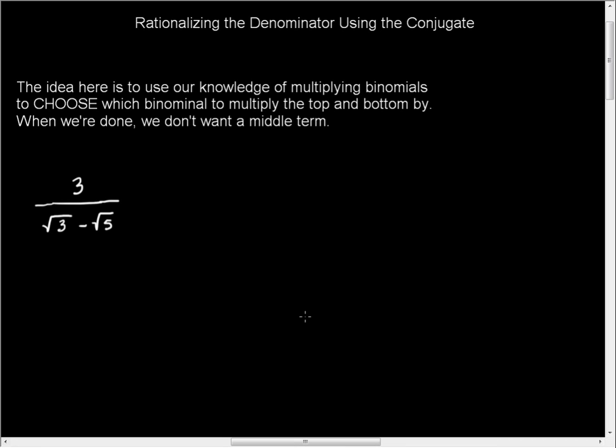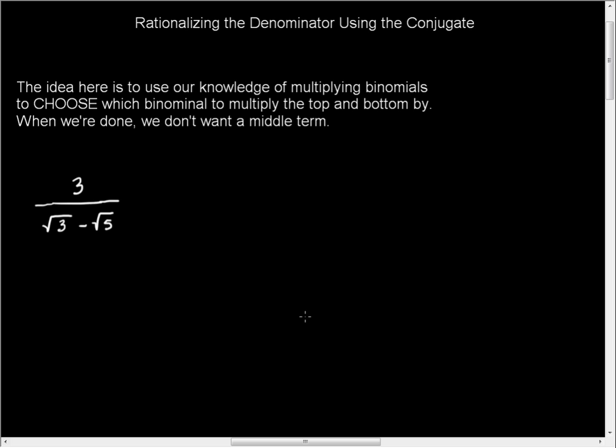In this video, we're going to take a look at rationalizing the denominator when we have to use something called the conjugate. Before I get into too much about the conjugate, let's review what we want to accomplish. When we're dividing radicals, we don't want to leave a radical in the bottom. So our goal is to get rid of these radicals in the bottom without changing the value of the initial fraction.